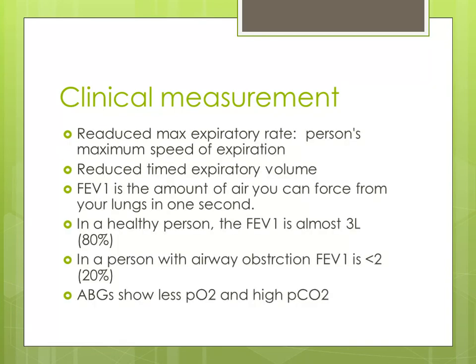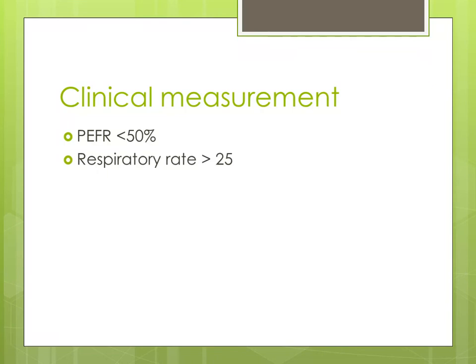And ABGs, arterial blood gases. Arterial blood gas analysis is going to show that there is less oxygen in the blood and high carbon dioxide in the blood. And the respiratory rate is also going to increase, because the person is trying to hyperventilate, as there is going to be hypercapnia, increased partial pressure of carbon dioxide. So the person is going to hyperventilate, and his respiratory rate is going to increase to more than 25 breaths per minute.